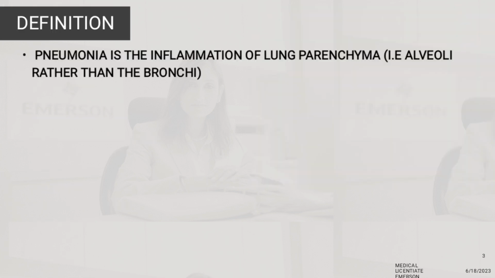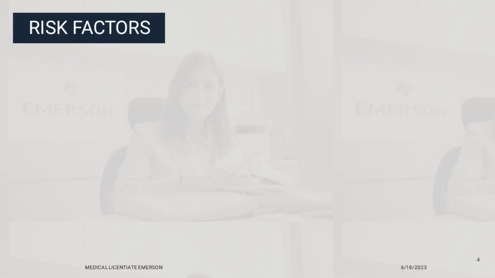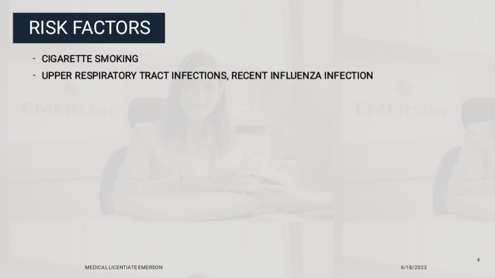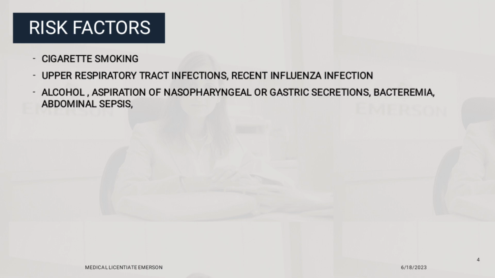So in terms of definitions, pneumonia is the inflammation of the lung parenchyma, that is the alveoli rather than the bronchi. Then risk factors for pneumonia can include cigarette smoking, upper respiratory tract infections, so any recent influenza infections. Other risk factors are alcohol, aspiration of nasopharyngeal or gastric secretions, bacteremia and abdominal sepsis. Then you can also have corticosteroid therapy for a long period of time.